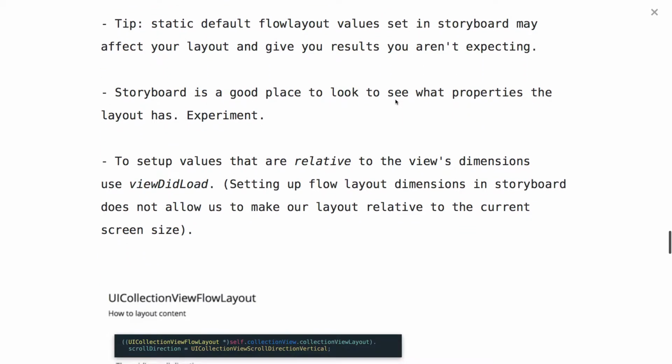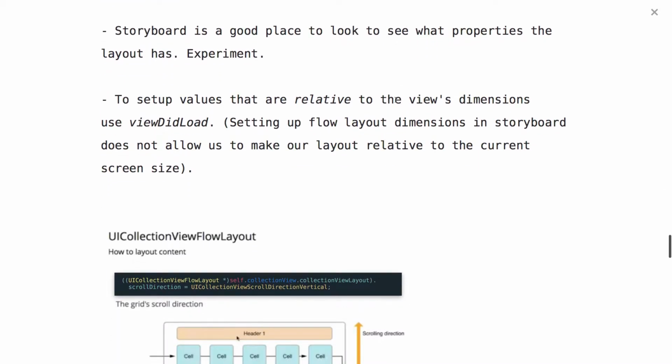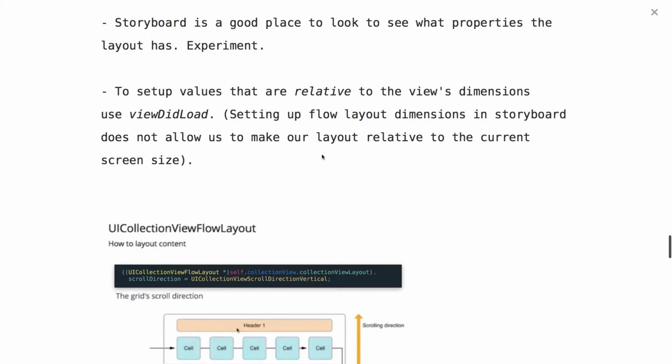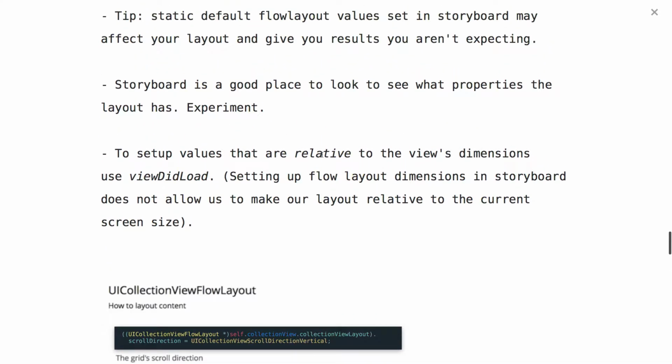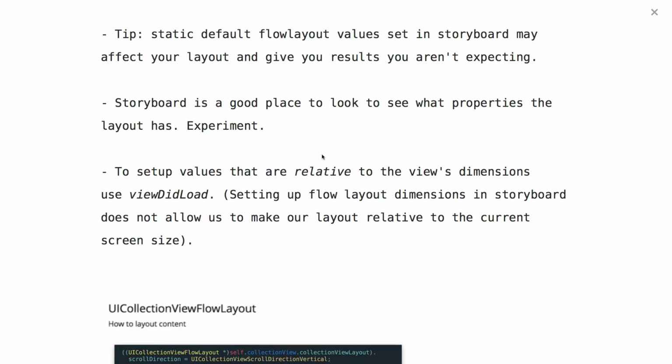So the storyboard is a good place to look to see what properties the layout has, and you can experiment. I'll demo this. So why are your static values in the storyboard almost entirely useless? And why is this? So the layout values, for instance, if I say I want my item size to be 50 by 50, this is almost always a bad idea. And why is that? Rotation, when you switch. Okay, screen size, that could be a problem, yeah. What else?